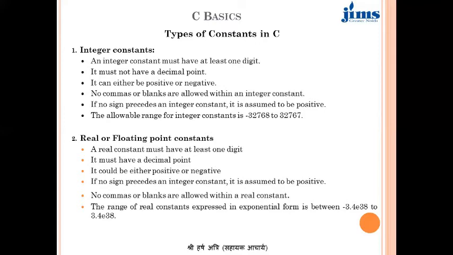Real and floating point constant. The real constant must have at least one digit. It must have a decimal point. It could be either positive or negative. If no sign precedes a real constant, it is assumed to be positive. No commas or blanks are allowed within a real constant. The range of a real constant expressed in exponential form is between -3.4 times 10 raised to the power -38 and 3.4 times 10 raised to the power 38.